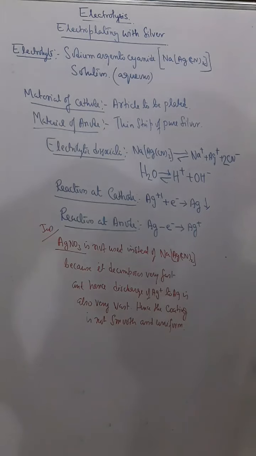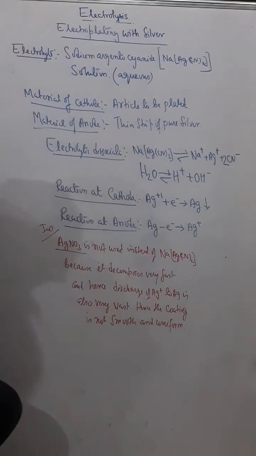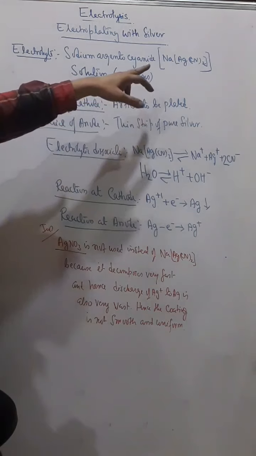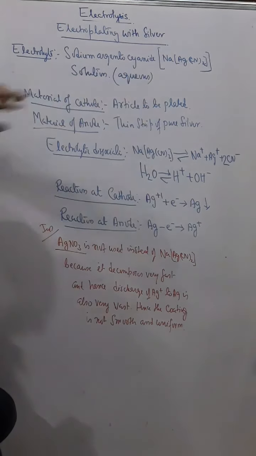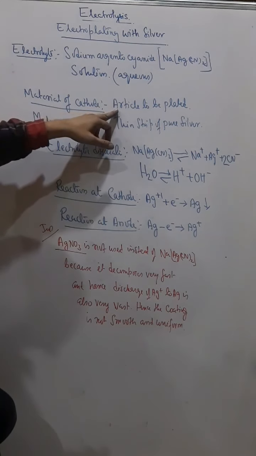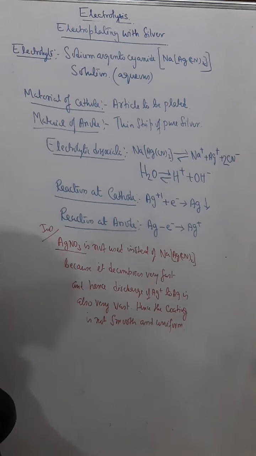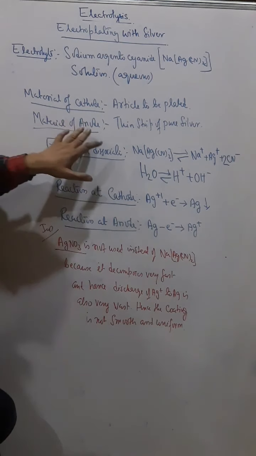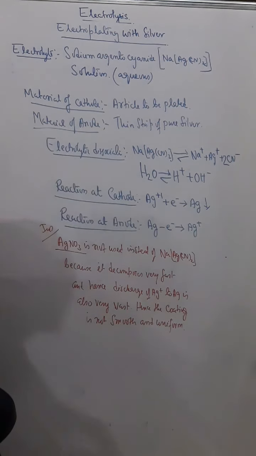Okay, next is electroplating with silver. Now here we use electrolyte as sodium argentocyanide. Commonly also we say sodium silver cyanide. So it is Na[Ag(CN)2] solution, naturally an aqueous solution. Material of cathode, again that article to be plated we should keep as cathode. Material of anode, thin strip of pure silver.